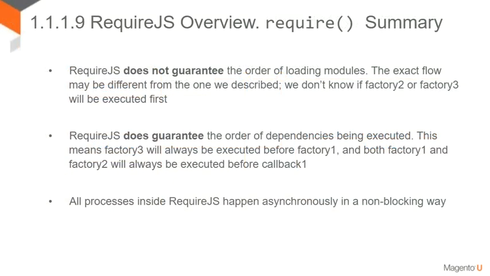Require.js does not guarantee the order of loading modules. The exact flow may be different from the one we described. We don't know if factory 2 or factory 3 will be executed first. Require.js does guarantee the order of dependencies being executed. This means factory 3 will always be executed before factory 1, and both factory 1 and factory 2 will always be executed before callback 1. All processes inside Require.js happen asynchronously in a non-blocking way.